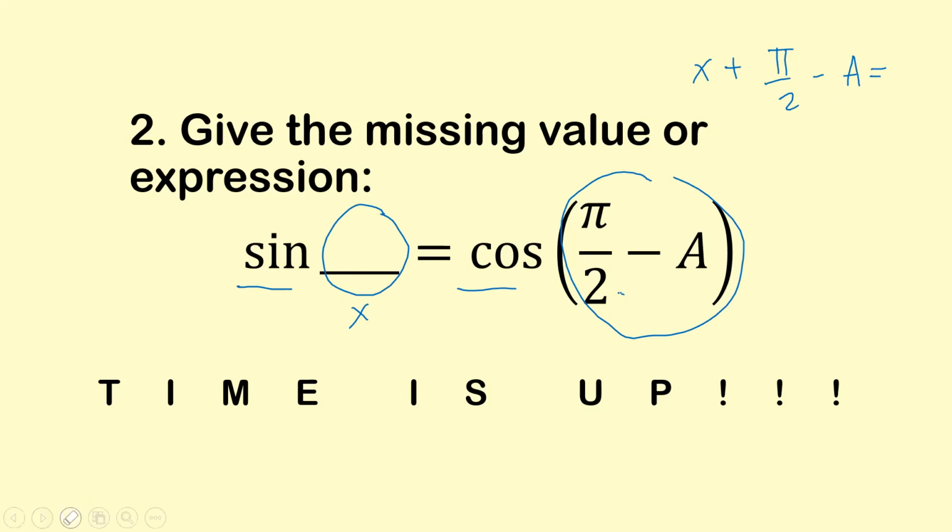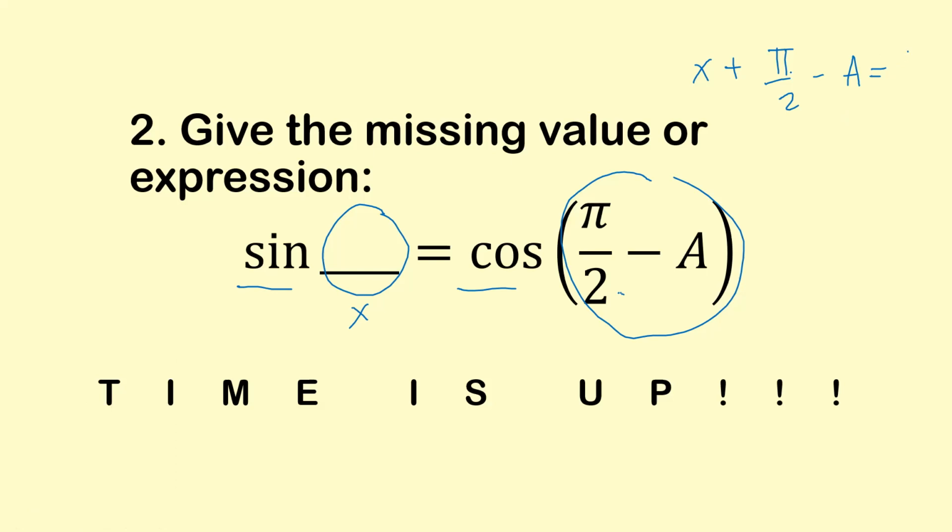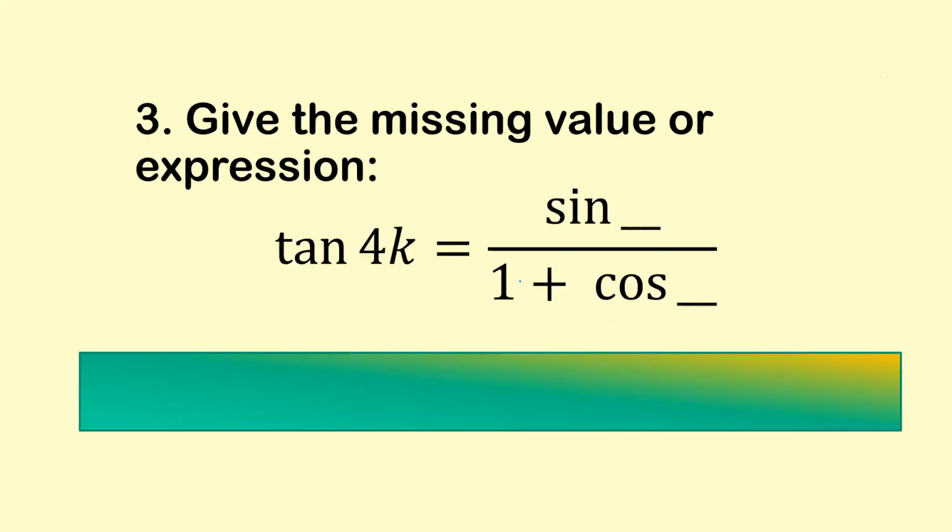They should be complementary, yung co-function identities to, no? Co-function, complementary angles dapat, no? So, complementary meaning the sum of their angles, ito, tsaka ito, the sum should be 90 degrees or pi over 2. Okay? So, we can cancel the pi over 2. Tapos, we can move the a to the other side. So, that means x is just equal to a. So, that blank is supposedly a. Ayun. O, di ba, pag inadd mo sila, yung naka-encircled na angles, the sum should be pi over 2. Okay, that's number 2. Number 3, give the missing value or expression.